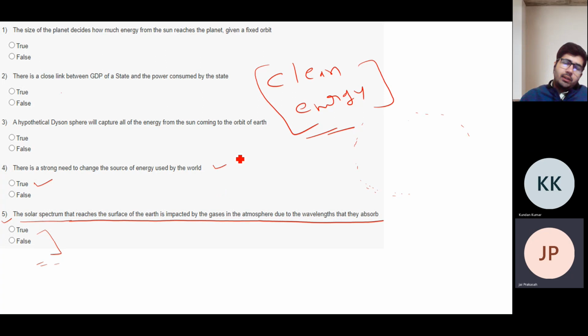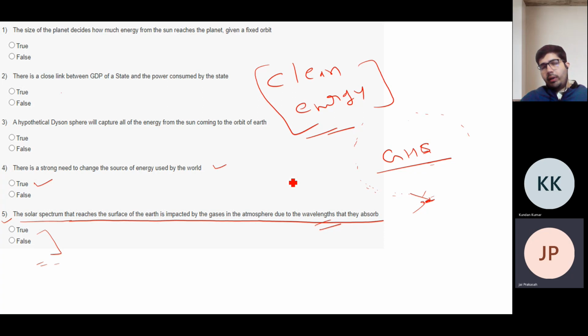As I have already discussed in the class, greenhouse gases are sensitive to the infrared wavelength. And the energy reflected by the earth's surface is in the infrared wavelength zone. That's why those molecules trap the energy and reflect that energy back.